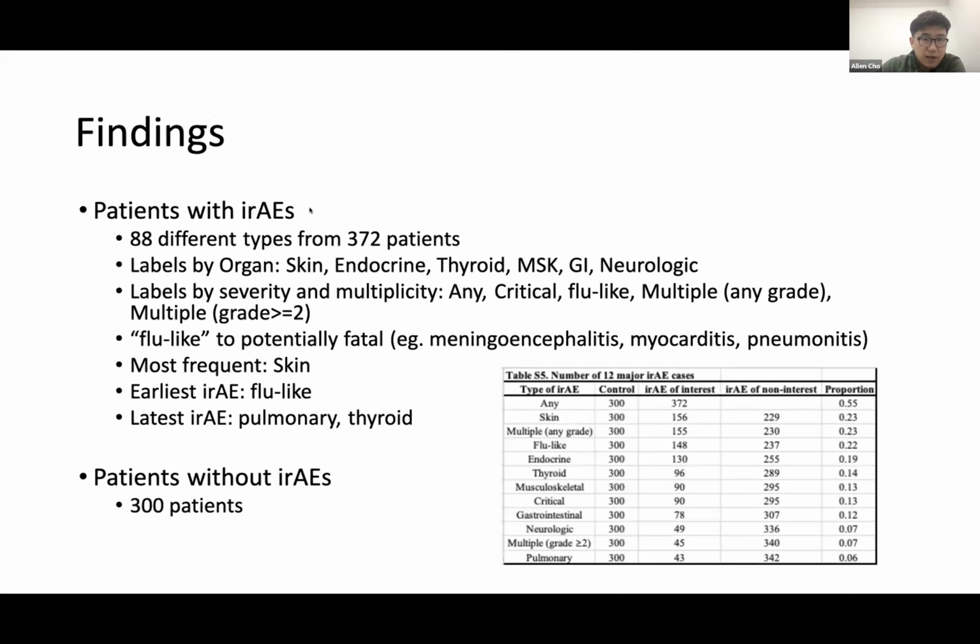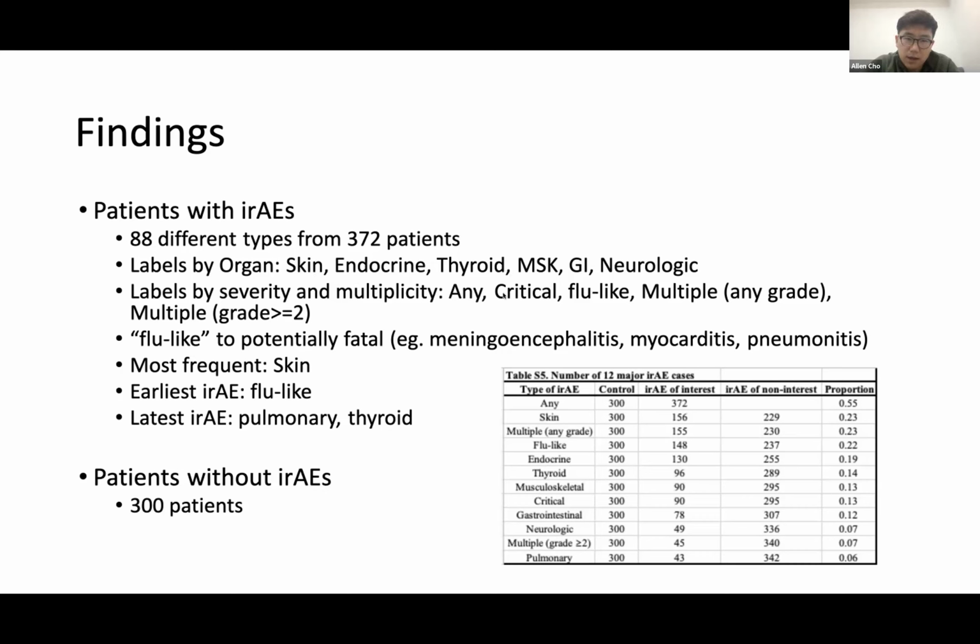So with the findings, they found that there were 80 different types of adverse events, and then they labeled each of the adverse events into different categories. They had two types of categories, one that was labeled based on organ system. So it's by skin, the endocrine system, thyroid, musculoskeletal, GI, and neurologic. And they also based it on severity and also how many they had.